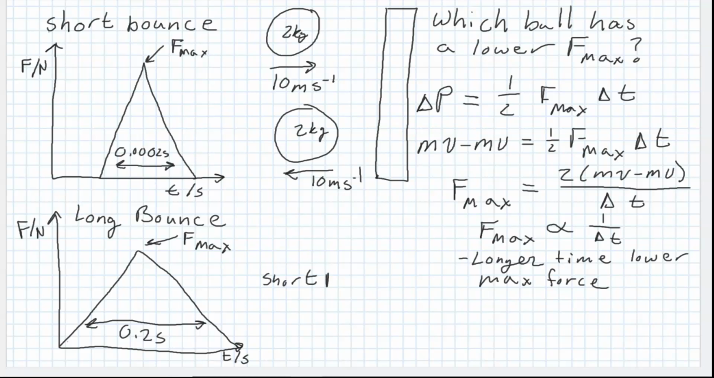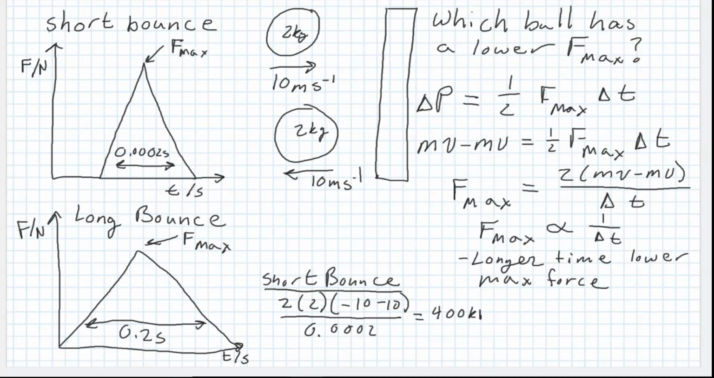Okay, so let's calculate the difference between the F max of these two situations. Let's start with the short bounce, and let's substitute our values in and solve for F max. So 2 times our mass of 2 times our change in velocities divided by our time, 0.0002, gives me negative 400 kilonewtons. Wow, that's a lot of force.